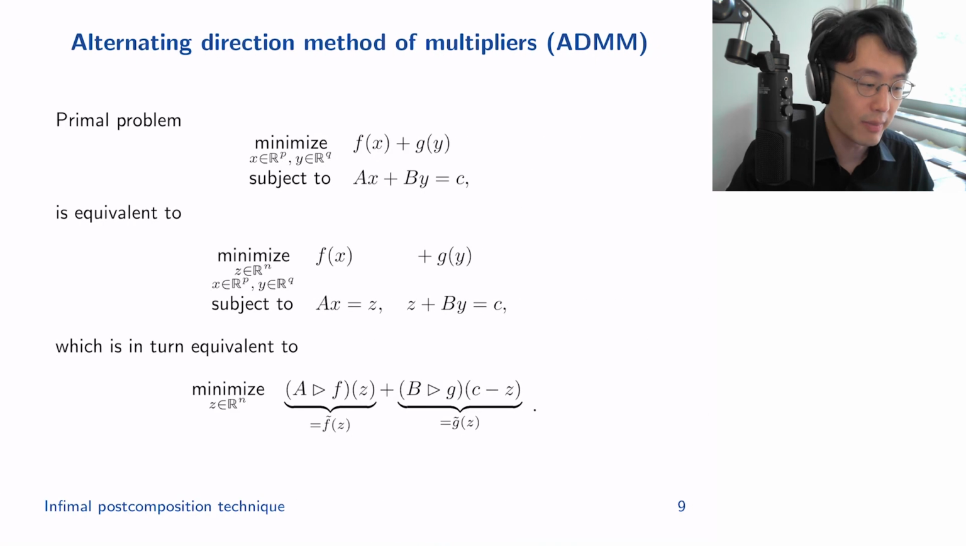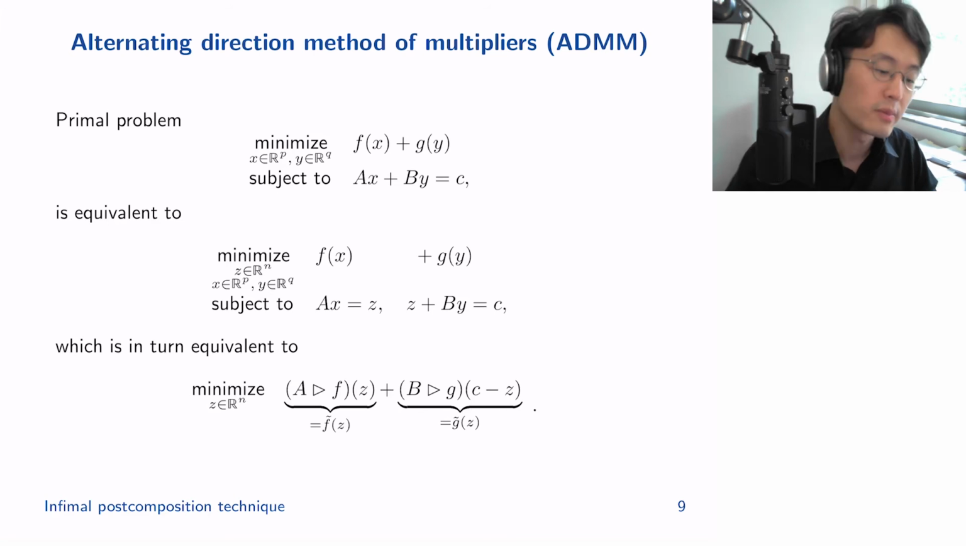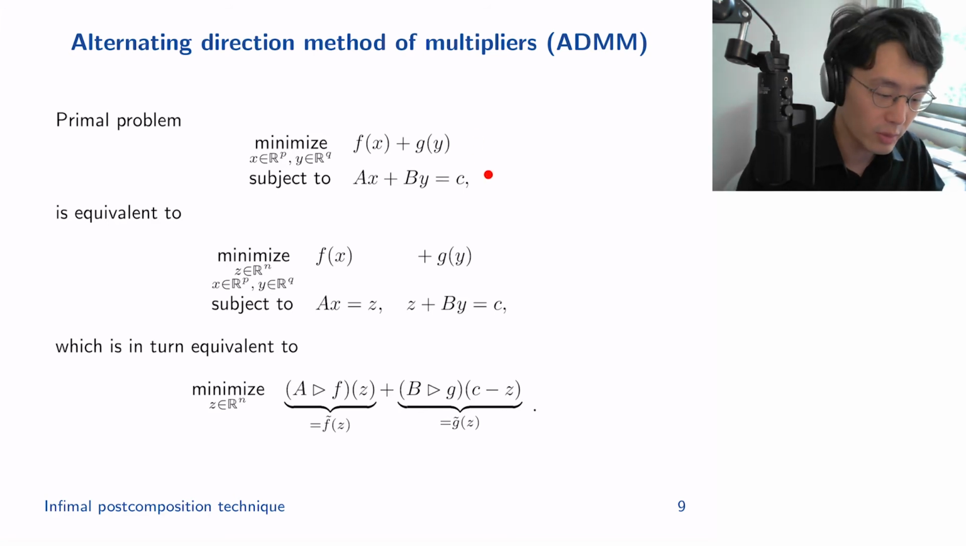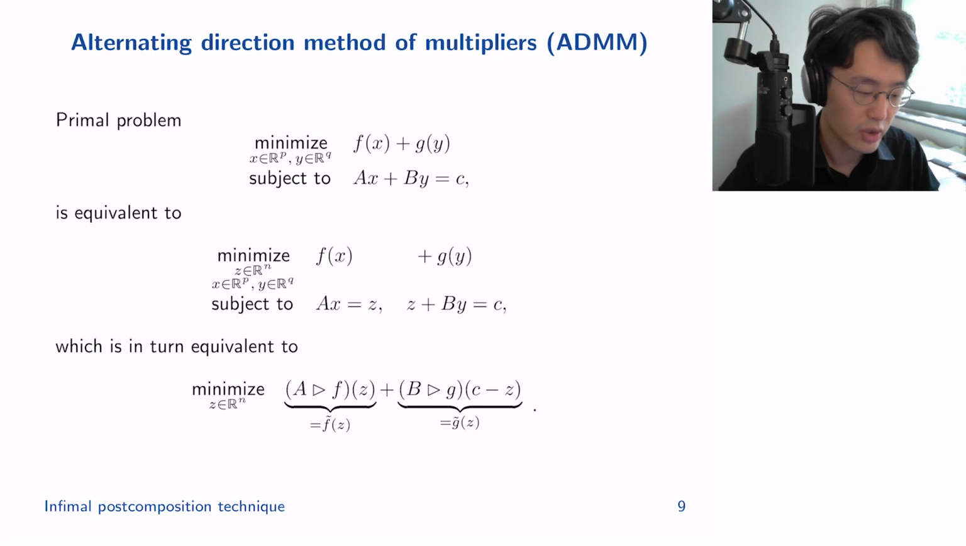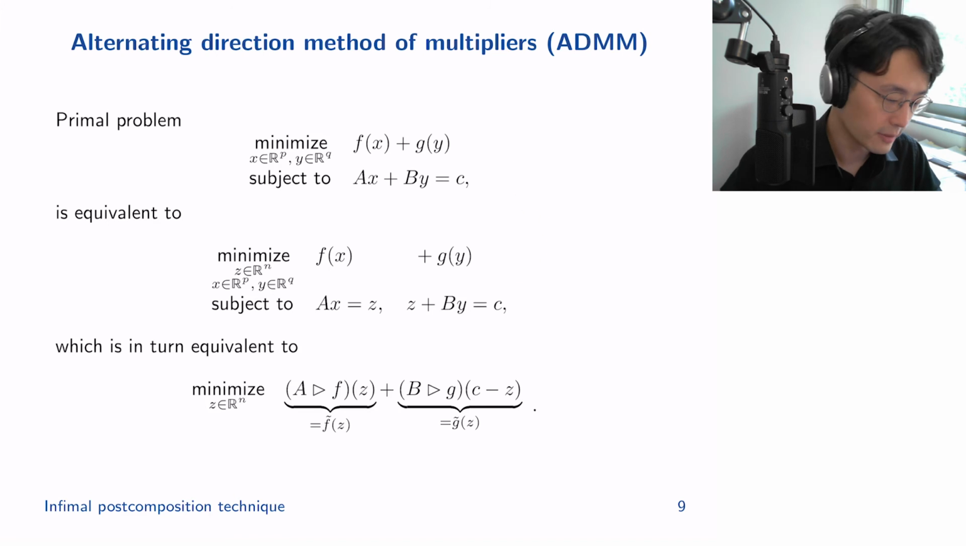To derive the ADMM method, we will take this primal problem and then apply the Infimal postcomposition technique, the first step of the IPC technique, to transform this constrained minimization problem into an unconstrained minimization problem. So the way we do so is, given this original primal problem, we introduce this additional z variable. So we say Ax is equal to z. So now z is this new additional optimization variable, but then we have z plus By is equal to c. These two problems are clearly equivalent.